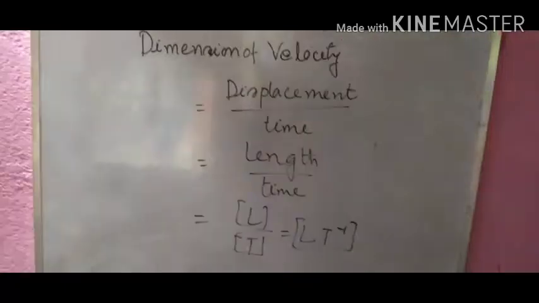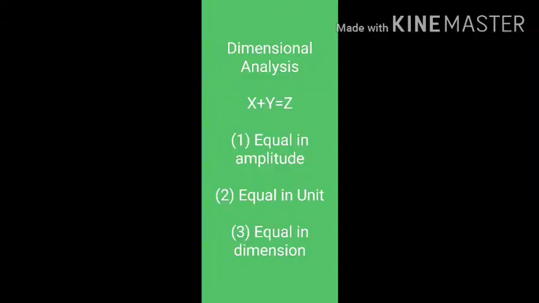Now for dimensional analysis, let us consider an equation x plus y is equal to z. This equal sign defines three things. Number 1, the left hand side and right hand side are equal in amplitude. Number 2, the left hand side and right hand side are equal in unit. And number 3, they should be equal in dimension also. If these three conditions are properly covered, then we can write the left hand side is equal to the right hand side.